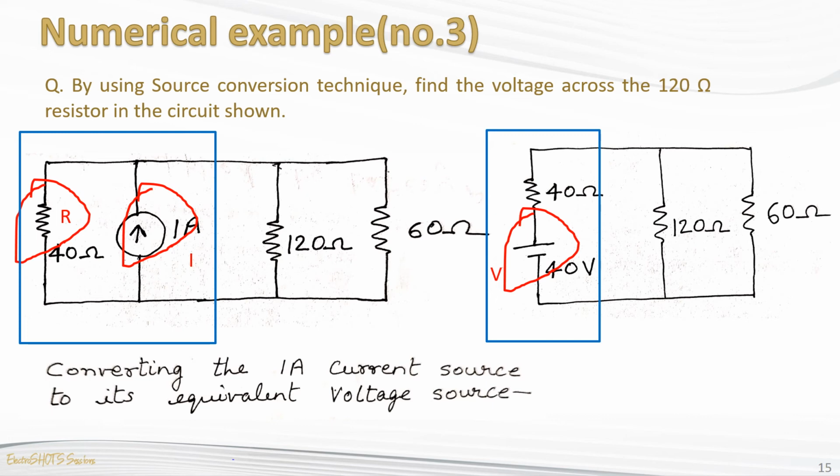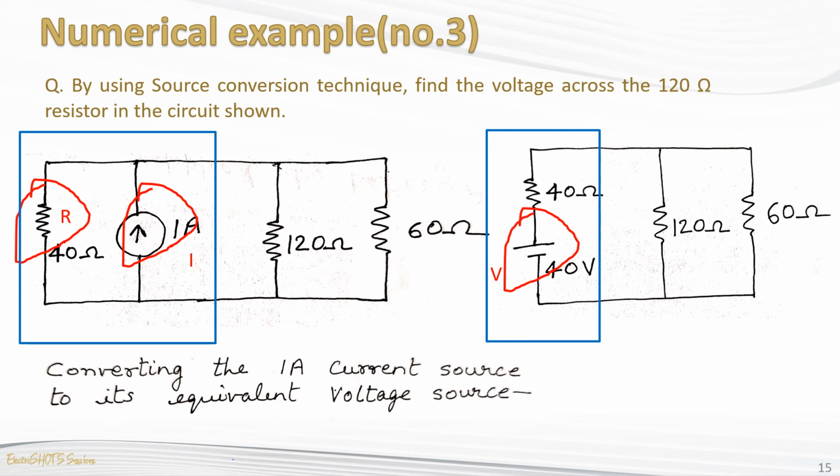So 1 ampere with a parallel 40 ohm resistor, this combination together has been converted to a voltage source of equivalent value. These two boxes are actually equivalent to each other, that is, they are not making any change to the circuit. The circuit remains unchanged, only the sources have been converted.